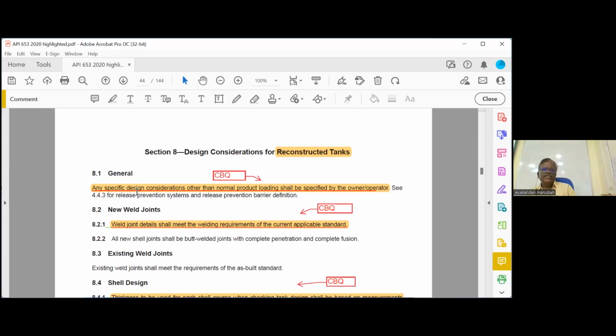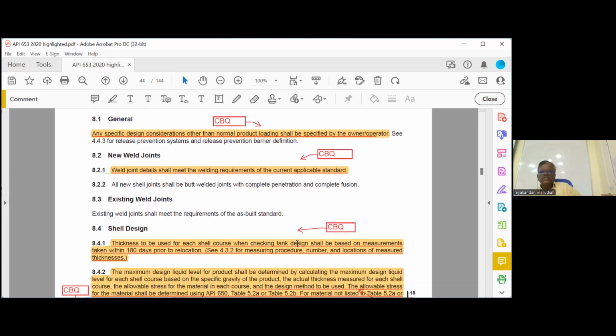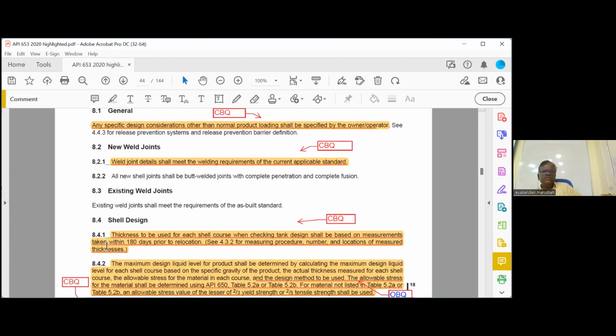Highlight this one. Any specific design condition other than normal product loading shall be specified by the owner operator. For reconstruction, if you are using other than normal product, the owner operator shall specify. Then highlight this one. Weld joint detail shall follow the current applicable standard, close book question. Then this is what I said, this is important. Thickness to be used for each shell course when checking tank design shall be based on the measurements taken within 180 days prior to relocation. So you have to take them within 180 days prior.